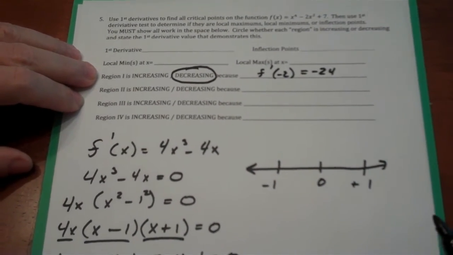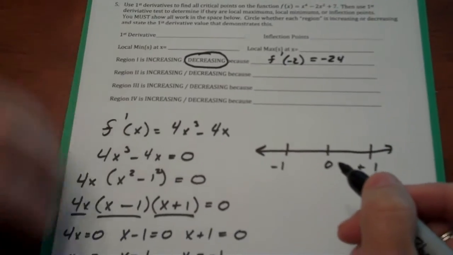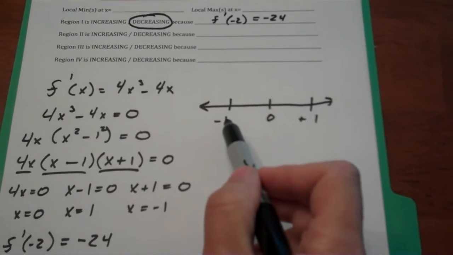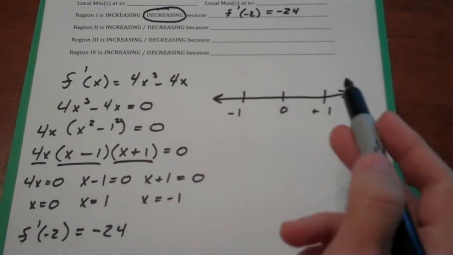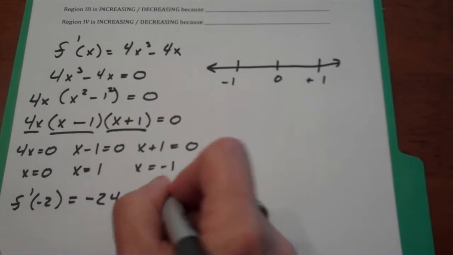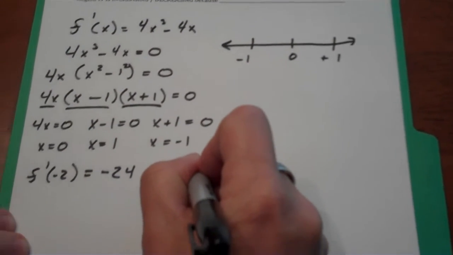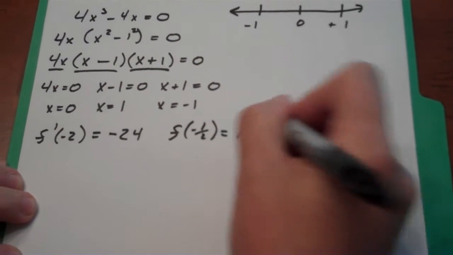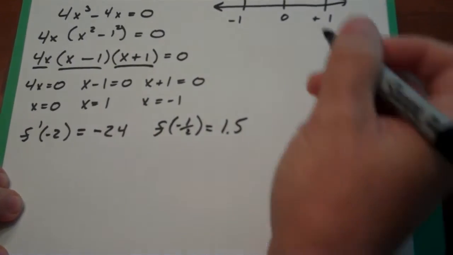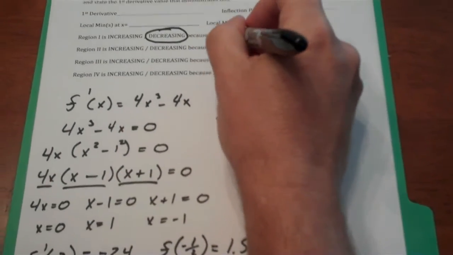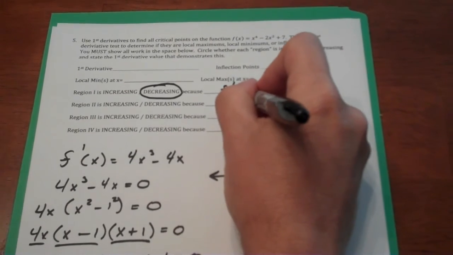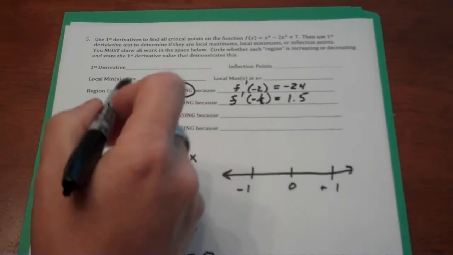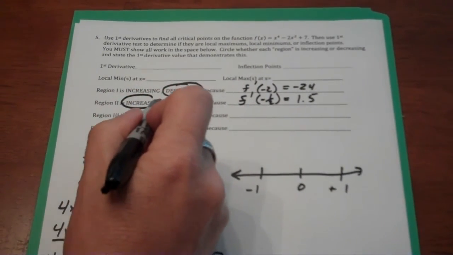Now that also tells me, well, I'm sorry, I need to do one more step before I know that for sure. Let's take a look at a point in the second region. Now unfortunately, there are no whole numbers between -1 and 0. So in this case, I'm simply going to have to plug in a fraction. Let's plug in -1/2. And when you plug in -1/2 into the function, you find a value of 1.5. So I know my second region is increasing because when I put my value in, I got a positive 1.5. So my second region is increasing.